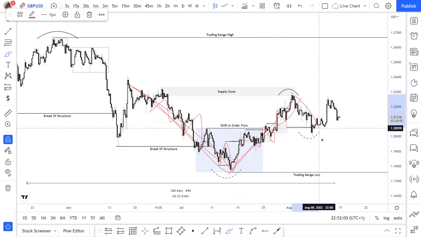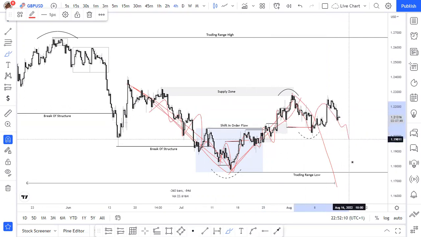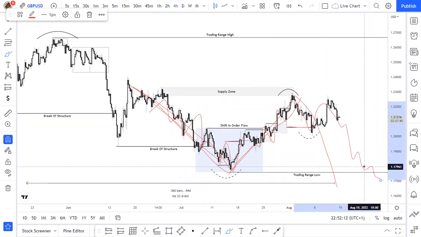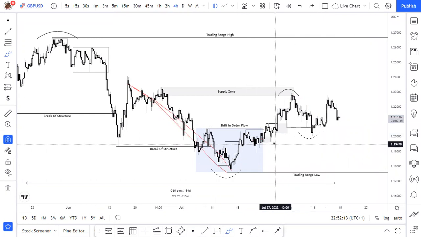If the daily time frame is to push down, the 4 hour time frame will have to break structure, and they will start forming bearish market structure going down. So that's what you want to be trading.